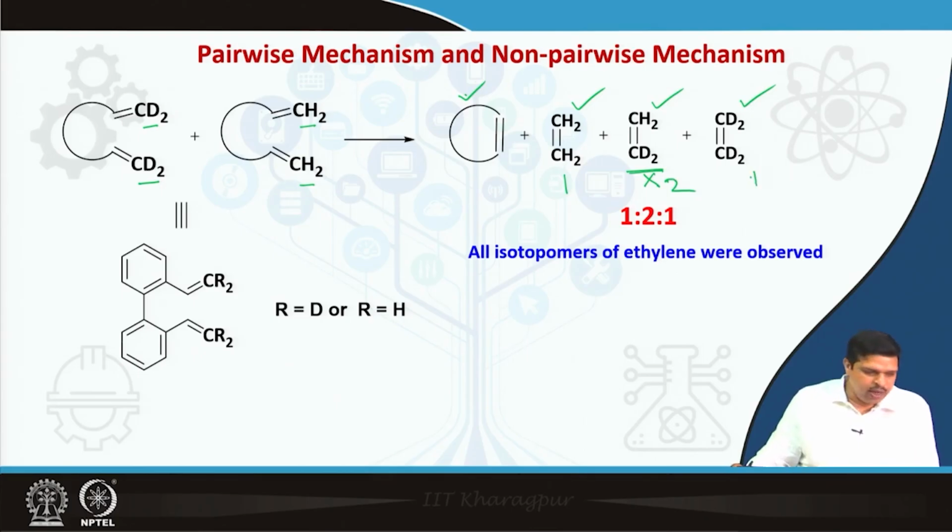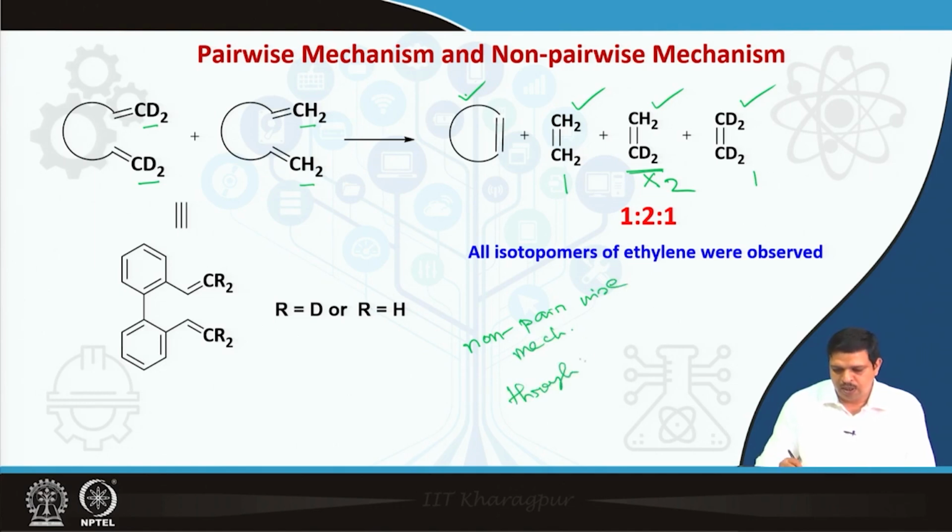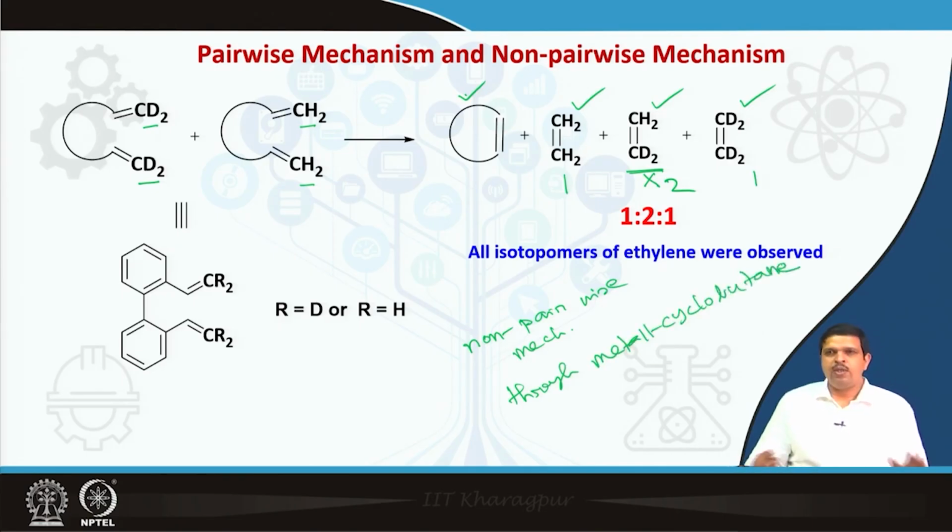So this clearly proves that the alkene metathesis reaction proceeds through the non-pairwise mechanism, that is through metallocyclobutane. Okay. So I think it is very clear.